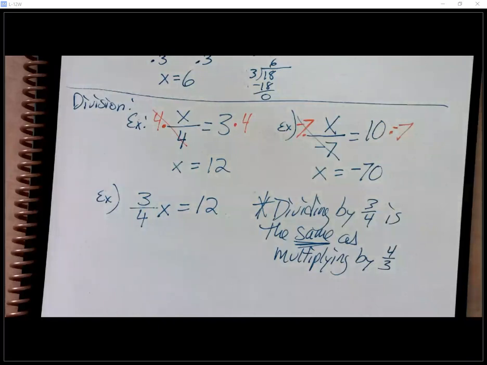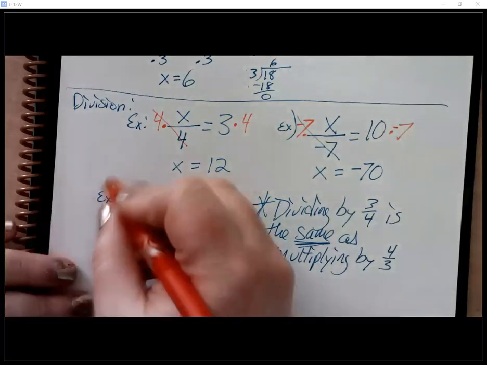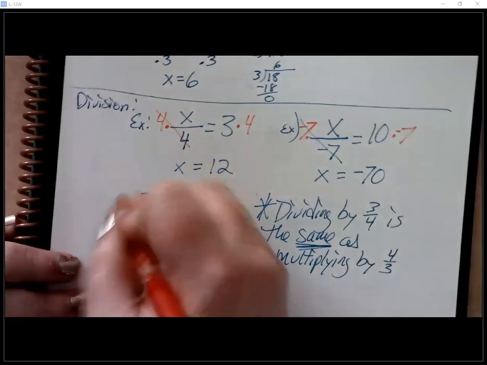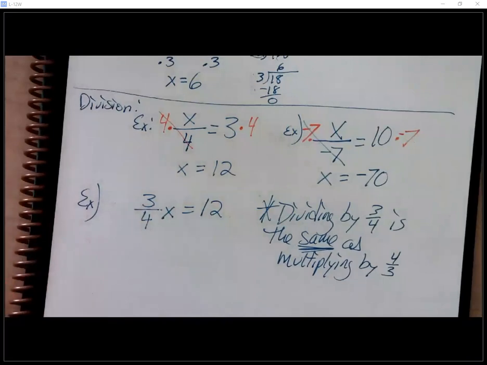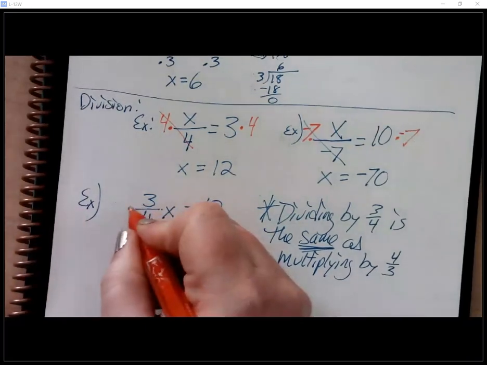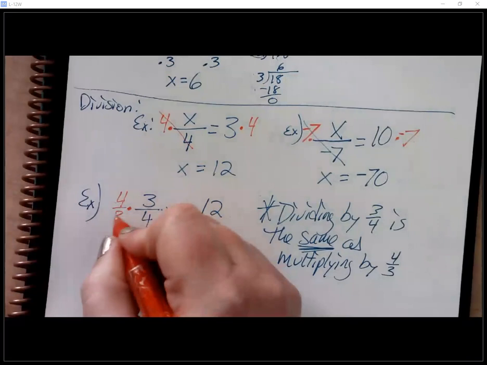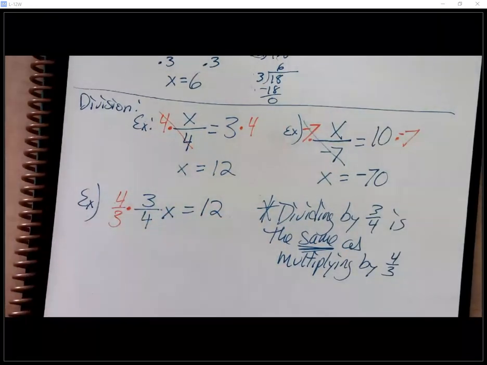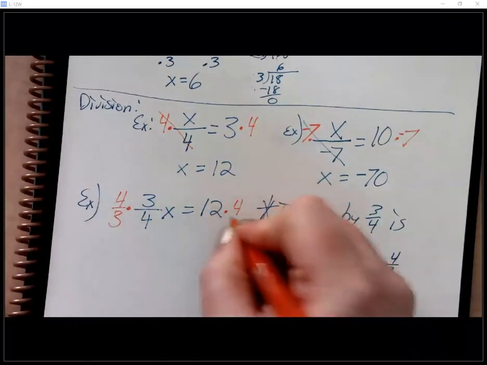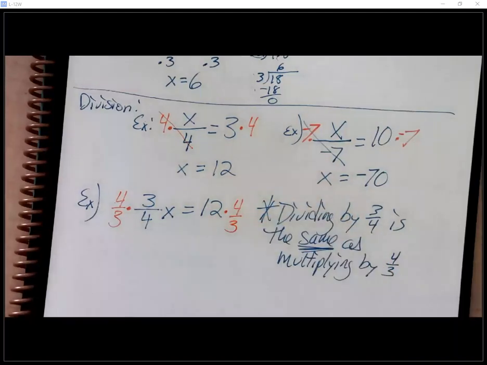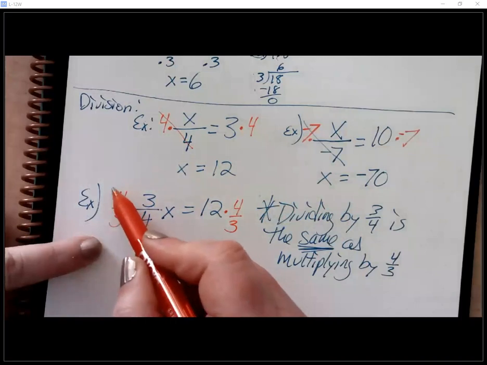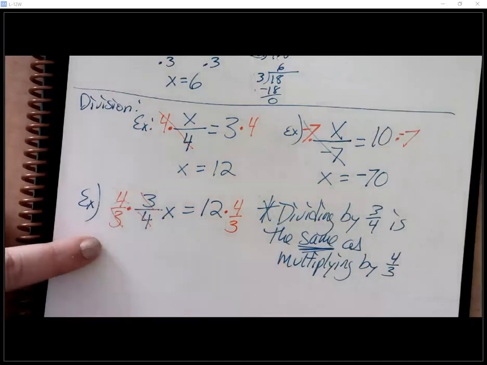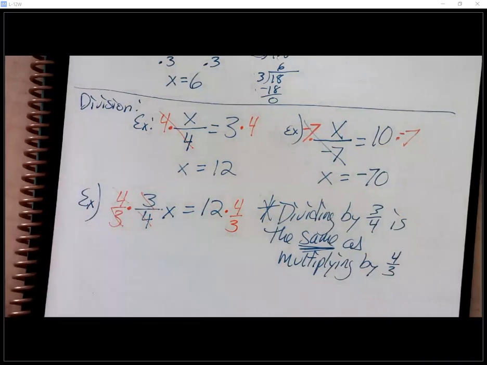Okay, you ready? So I am going to move this example symbol over a little bit so I can fit everything in. All right, so I'm going to multiply both sides by my fraction flipped over, 4/3. Look what happens on the left. Look at how the 4's cancel with each other and the 3's cancel with each other. So the only thing that's left is x.